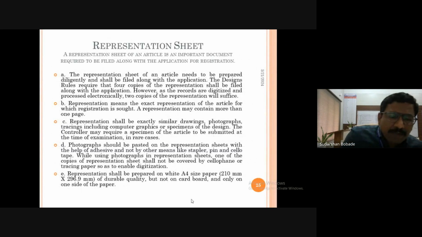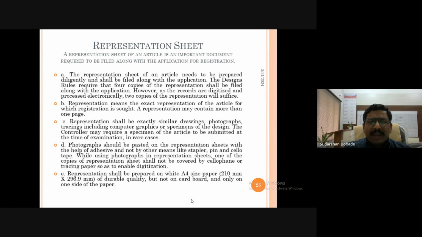Now this is nothing but the representation sheets' do's and don'ts. There are nearly 21 of them. My dear friends, these particular claims we have to understand very minutely when we are talking about the representation sheets.